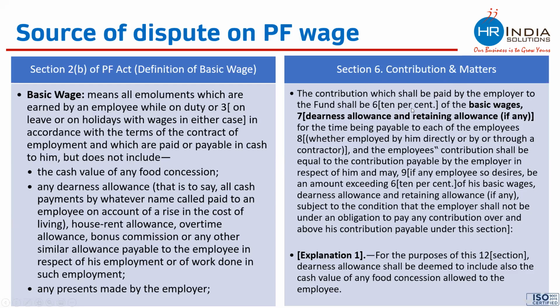So here section 6 is saying the contribution which shall be paid by the employer to the fund shall be 10%. Now this is directly from the Bare Act. Now this percentage is 12% of basic wage, dearness allowance, and retaining allowance. If you notice here, dearness allowance is excluded from the definition of basic wage, but section 6 is saying that we need to contribute on dearness allowance also.